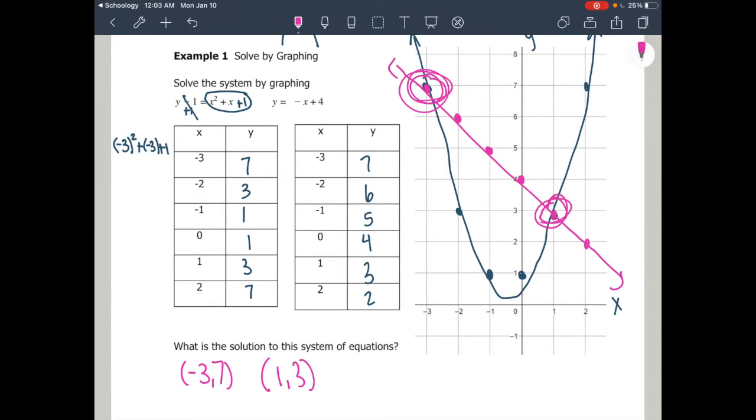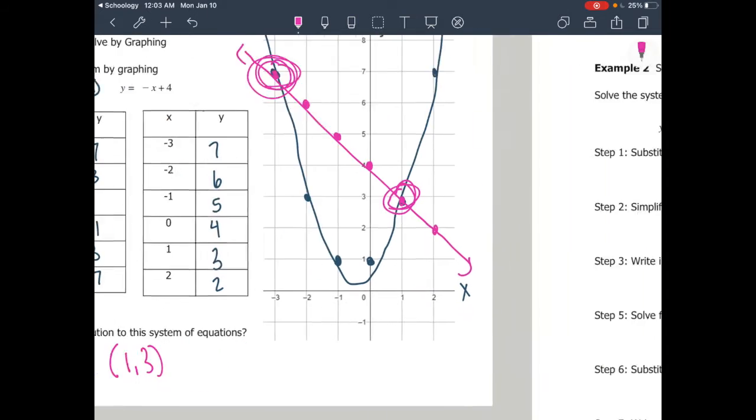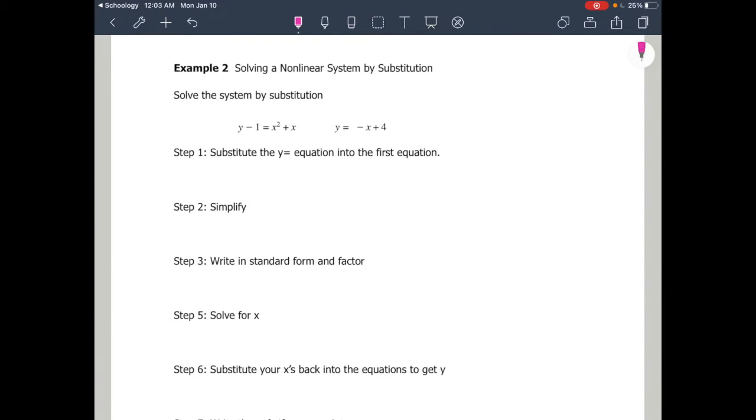So the other way we're going to look at solving these kinds of systems is algebraically. This next piece is going to be specifically using substitution. So, example number 2, let's use a different color again: solving a nonlinear system by substitution. We've done substitution before, but we haven't done it with quadratics. It says solve the system by substitution.